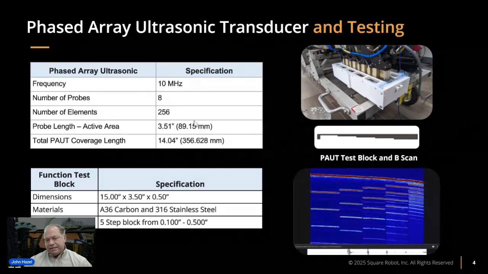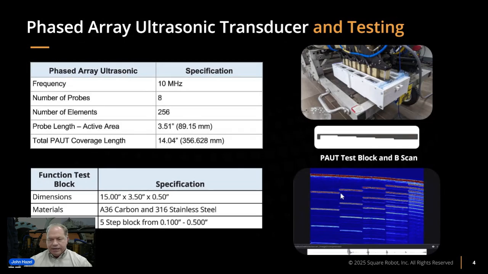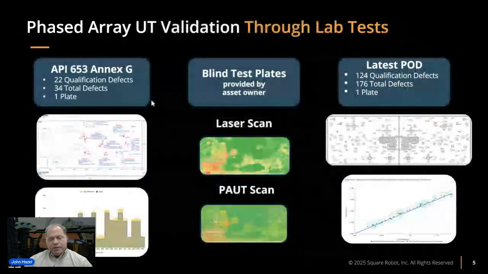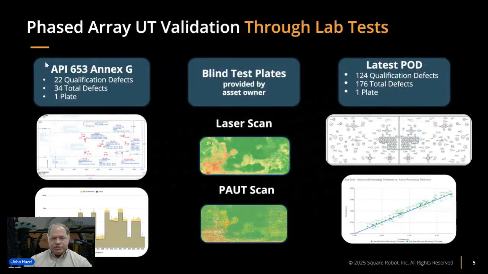And this would be the B scan for that, so you can see the 5-step wedge. Very clean presentation there. This is the overall iterations of where we started in the process. So we started with just the Annex G, and how do we stack up with what we're measuring to what the industry expects.